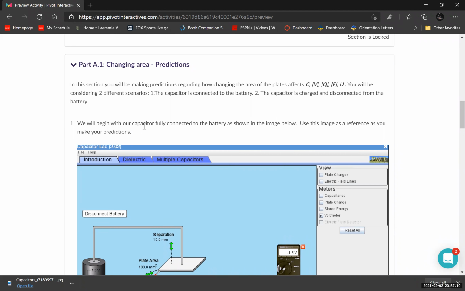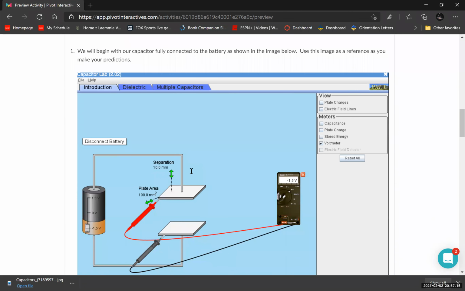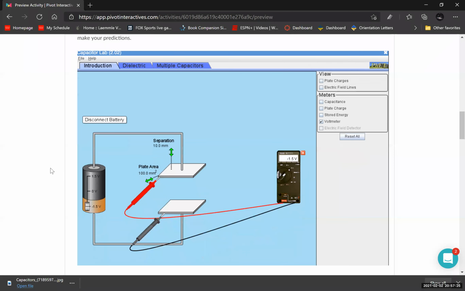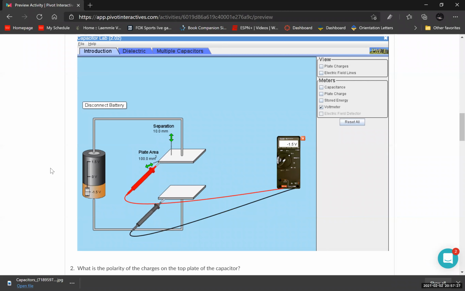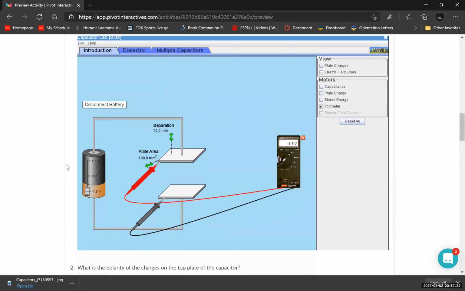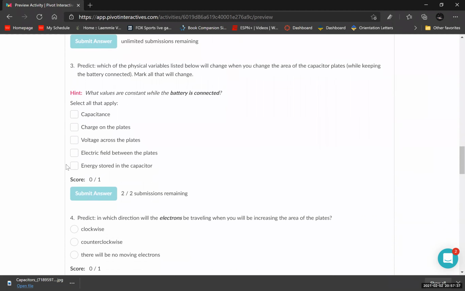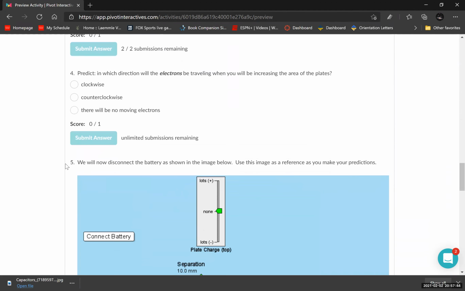You can see we begin with our capacitor fully connected to the battery. I'll give you a picture of what you need to do, before you make measurements, to set it up so that you can then start making measurements. This is what I expect you to do in order to charge it. It gives you a picture and asks you some questions. Again, based on what you just learned in lecture class or in the pre-lab lecture, you try to answer some of these questions.